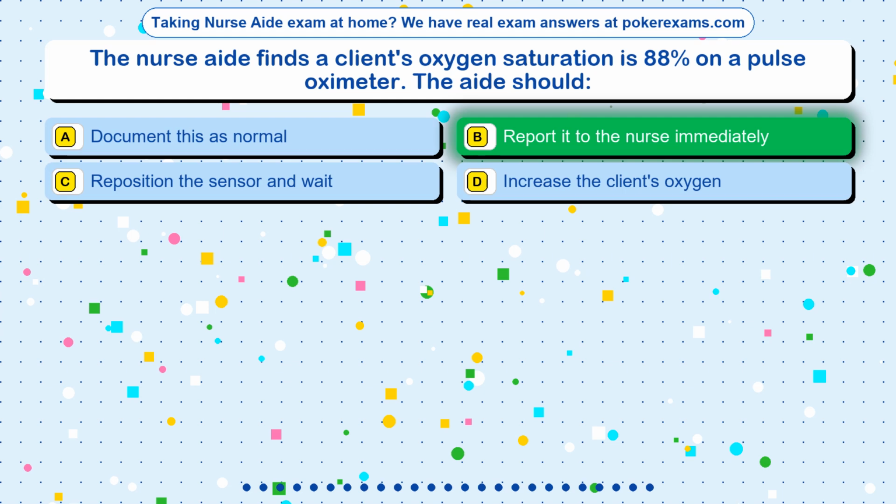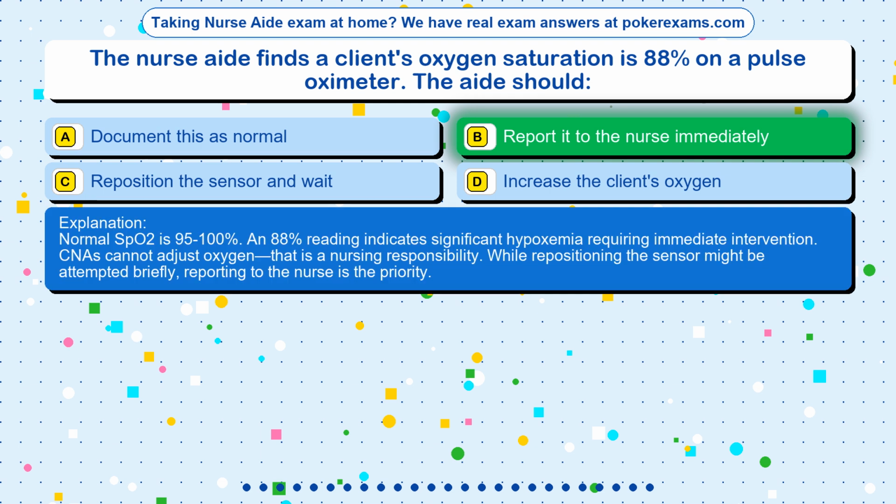The correct answer is option B, report it to the nurse immediately. Normal SpO2 is 95 to 100%. An 88% reading indicates significant hypoxemia requiring immediate intervention. CNAs cannot adjust oxygen, that is a nursing responsibility. While repositioning the sensor might be attempted briefly, reporting to the nurse is the priority.